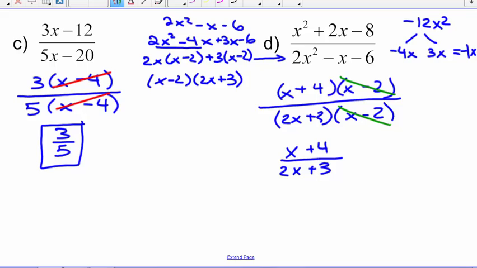Now again, at this point, I'm done. I can't cross out the x's here because it's x plus 4, 2x plus 3. They're not the same thing on the top and bottom here. Because it's adding there, I can't just split them up and cross them out here. So it's x plus 4 over 2x plus 3.